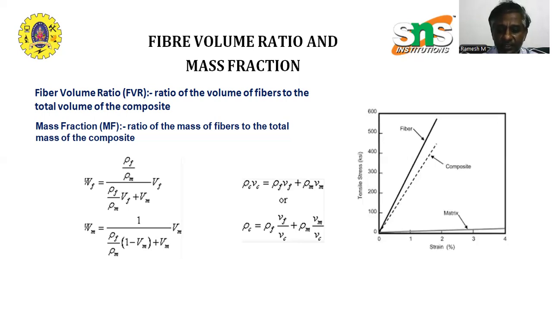Then mass fraction, as we discussed, is the ratio between the mass of fibers to the total mass of the composite. The importance of the mass fraction is that it affects the mechanical properties of the composites, like stiffness, strength, and toughness, as well as the relationship with the fiber volume ratio. Mass fraction is related to the fiber volume ratio through the density of the fibers and matrix.